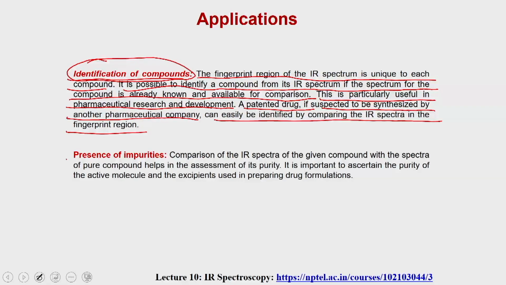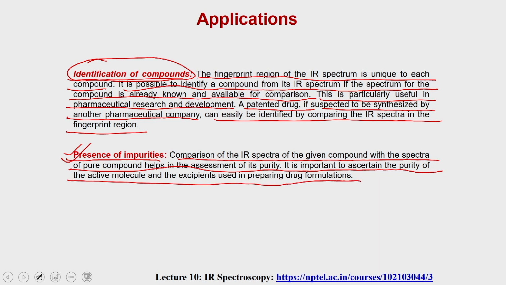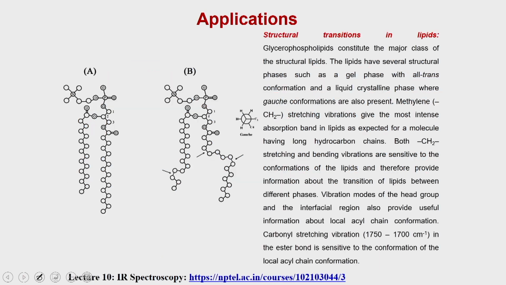Then you can easily know the presence of impurities. So, comparison of the IR spectrum of a given compound with the spectrum of the pure compound will help you in the assessment of its impurities. It is important to ascertain the purity of an active compound before drug formulations.